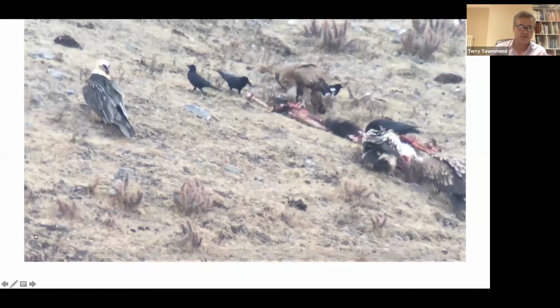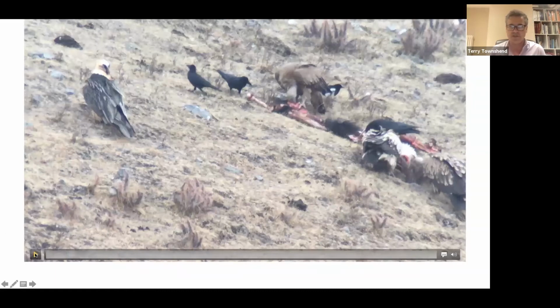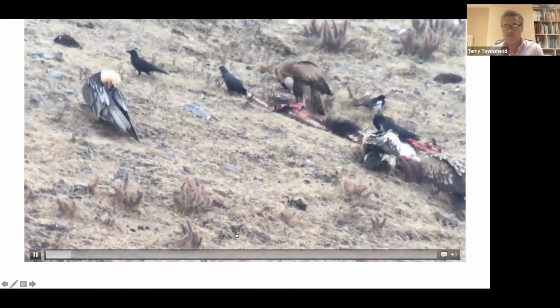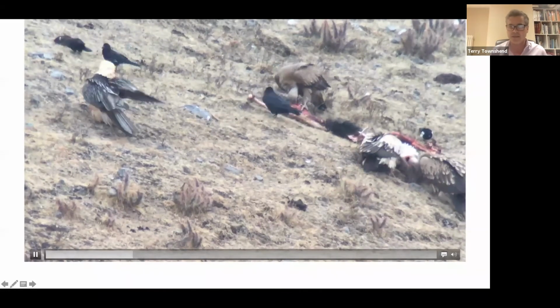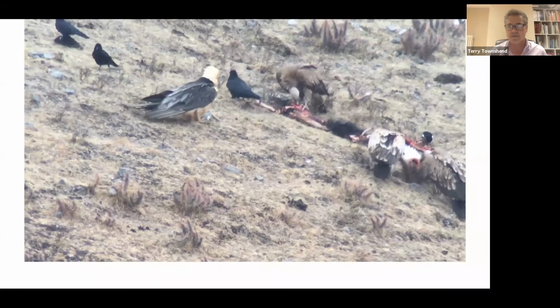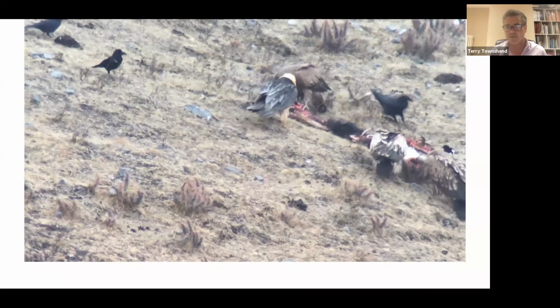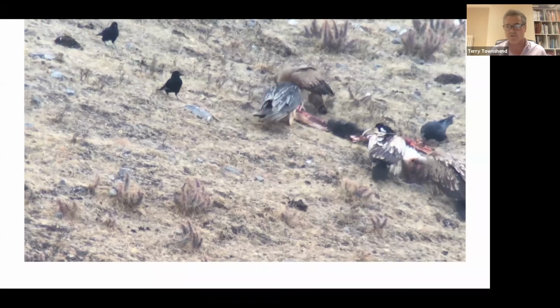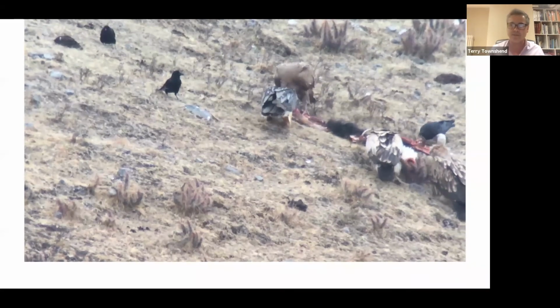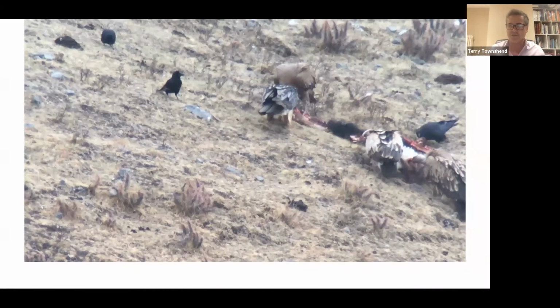And then this video, just to illustrate all the different scavengers here, we have Himalayan griffons on the right-hand side. They're feeding on the meat. You have ravens and large-billed crows. And then this bearded vulture comes in and takes a bone. So this sort of shows how it all works. You get the Himalayan griffons feeding on the main meat. You have the corvids hanging around, waiting opportunistically to snatch what they can. And then the bearded vulture comes in later when a lot of the meat has been stripped and the bones are exposed, and will take the bones.